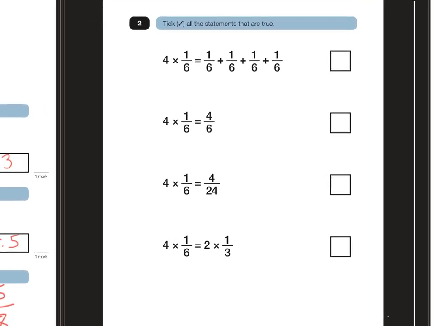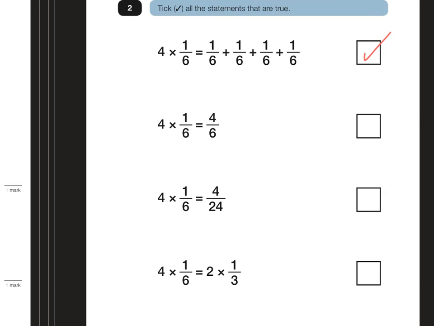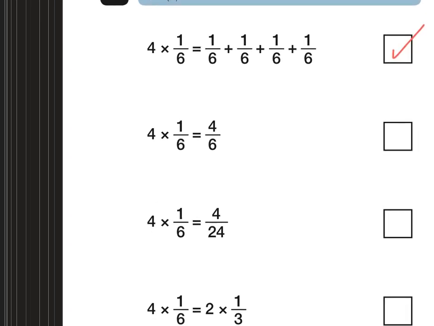Number 2. Tick which ones are true. First of all, we've got 4 lots of a sixth means the same as a sixth added together 4 times. That is true. That's the definition of multiplying by 4, adding 4 times. And you've also got that 4 times a sixth is 4 lots of a sixth. Well, that's also true.